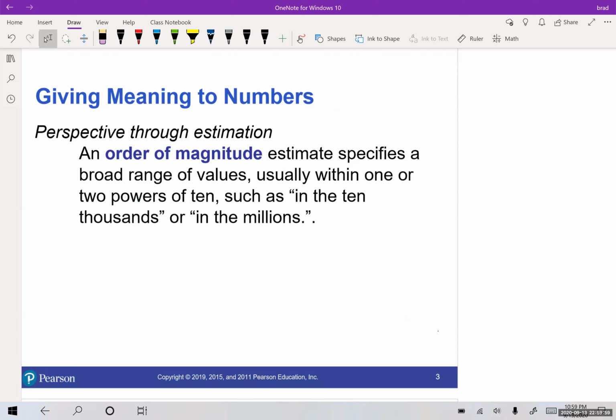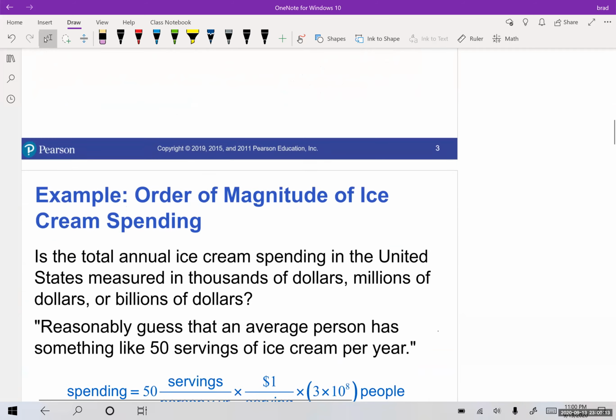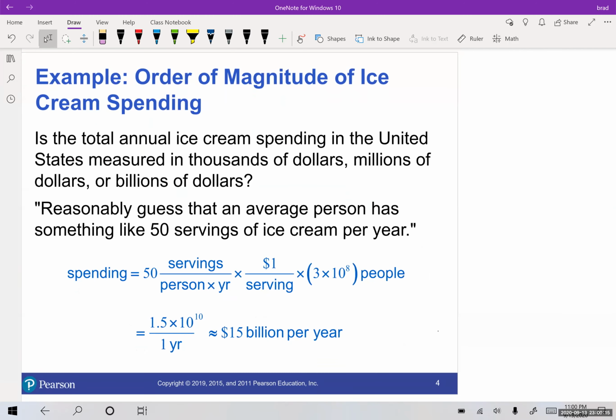Okay, so giving meaning to numbers, perspective through estimation. An order of magnitude estimates and specifies a broad range of values, usually within 1 or 2 powers of 10, such as in 10,000s or in 10 millions or in the millions, okay? So it says here, order of magnitude of ice cream spending. Is the total annual ice cream spending in the United States measured in thousands of dollars, millions of dollars, or billions of dollars? So I just left this one already completed because I wanted you to think about it.